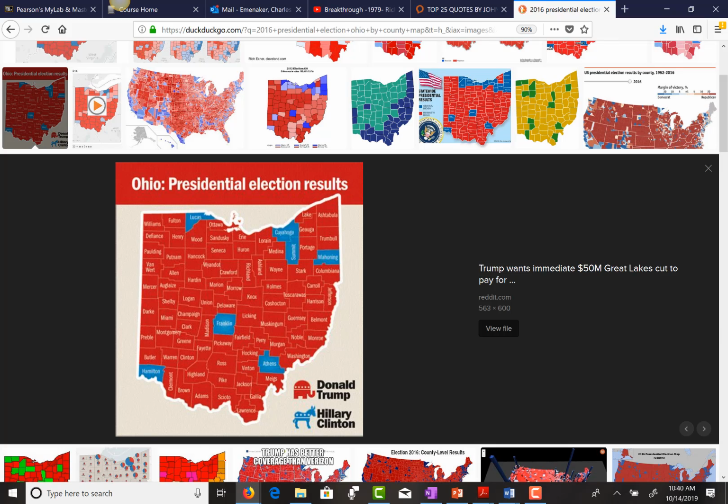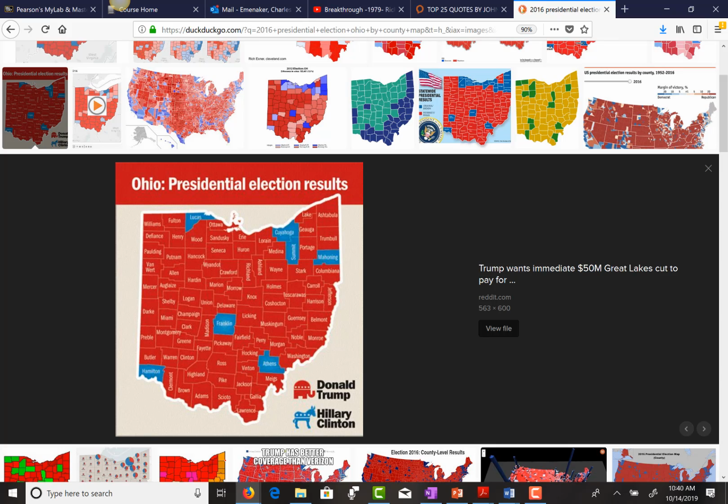Who won Ohio? Trump did. How many counties are there in Ohio? 88, you're right. Okay? How many of those counties went Clinton? What's the blue ones? Here's 1, 2, 3, 4, 5, 6, 7. 7 out of 88 counties went for Clinton. The other 81 went what direction? Trump.